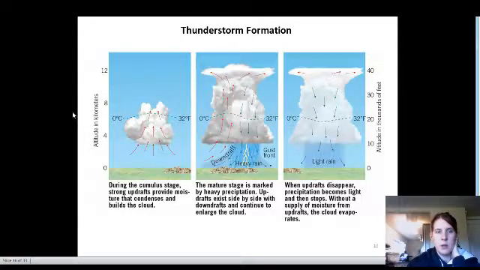So this is just showing you thunderstorm formation. When a cloud is in the cumulus stage, you know those nice giant fluffy clouds, a strong updraft produces the moisture that condenses and builds the cloud. When this cloud then matures, it's marked by heavy precipitation. So that updraft exists side by side with downdrafts within that cloud cycle, and it continues to enlarge the cloud. Even as the cloud is precipitating out, you've still got an updraft bringing moisture in. And finally, when that updraft is exhausted or is moved away from, the precipitation becomes lighter because you don't have that continual introduction of moisture, and then stops.